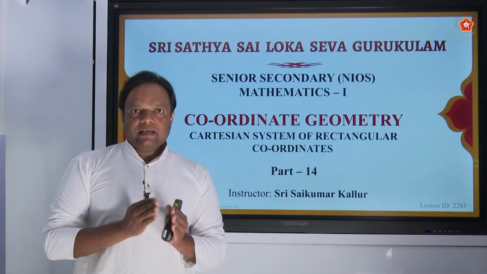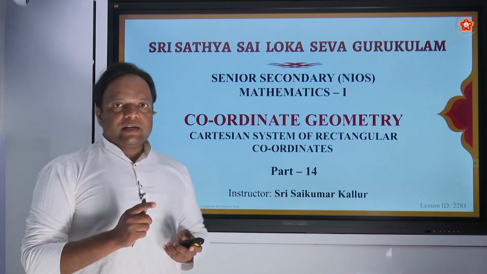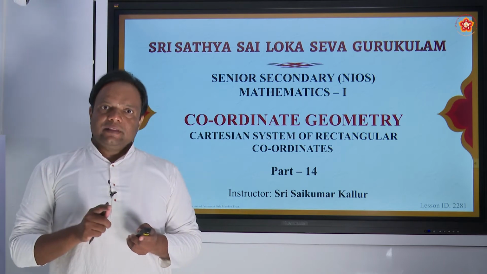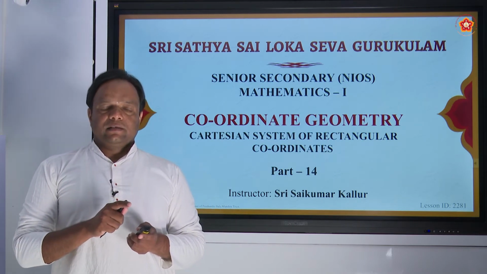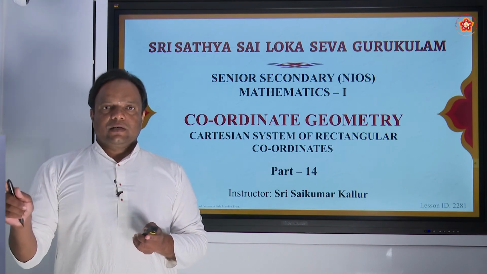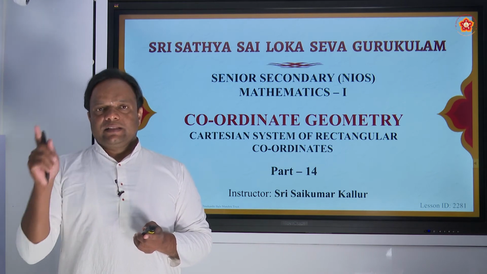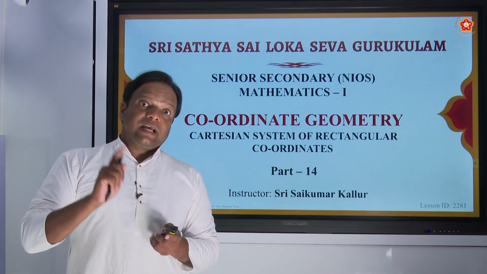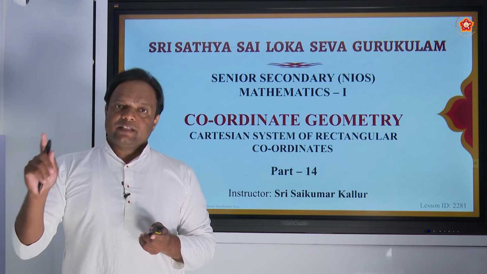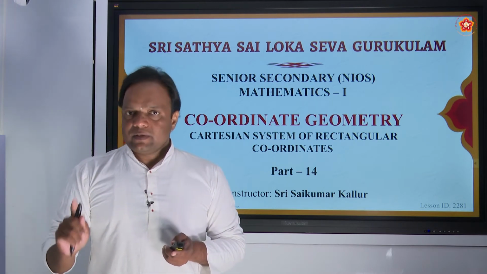In the last session, we saw how to find the angle between two lines when their slopes are given. If the slope of the first line is m1 and the slope of the other line is m2, and theta is the angle between them, then we know that tan theta is equal to the modulus of (m1 minus m2) divided by (1 plus m1 into m2).